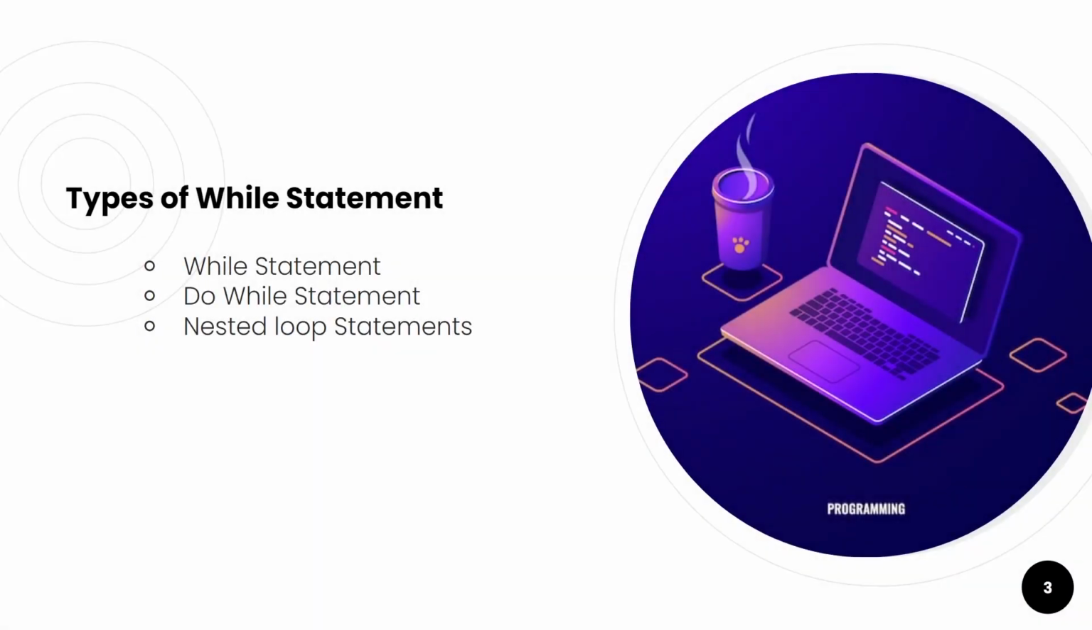The types of while statement. There are two types of while statements: the while statement and the do while statement. The combination of while and do while, or multiple whiles and multiple do whiles, is called nested loop statements. So let us understand them with a simple example.